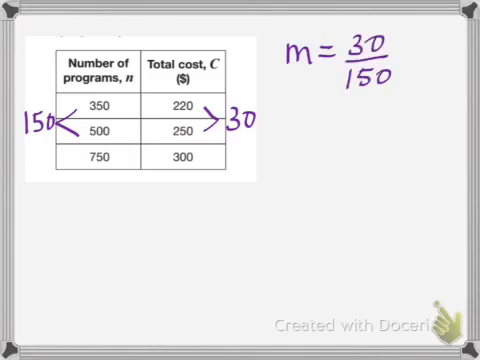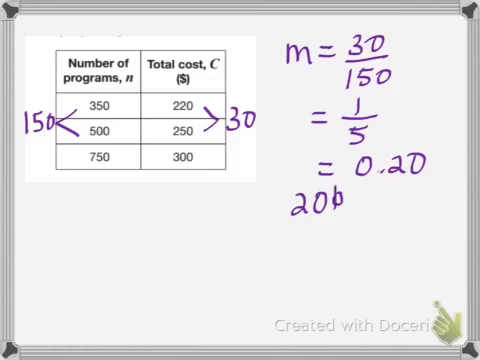It is important that you reduce to lowest terms, and in this case you can actually convert it to money. So this is 1/5, which is also the same thing as saying 20 cents. In this scenario, we can actually say that it costs 20 cents per program. That's the meaning of the rate.